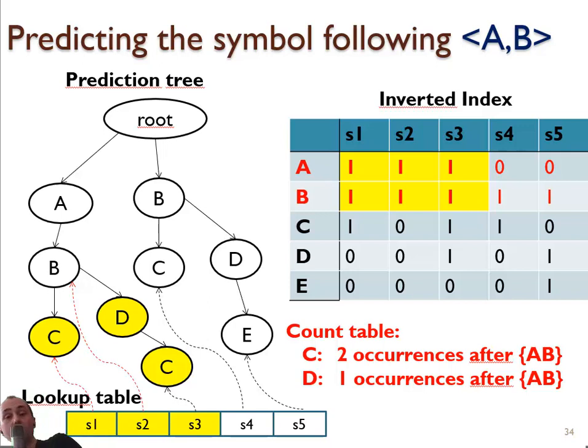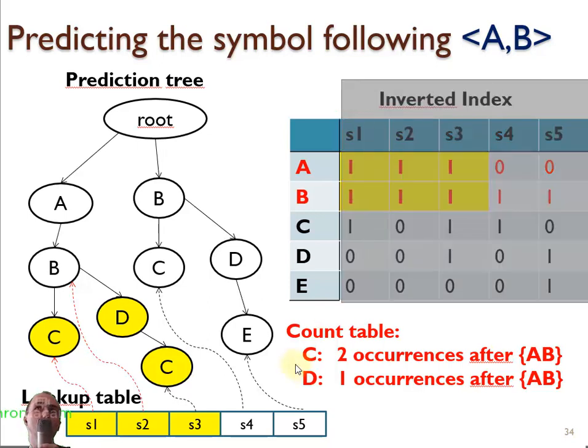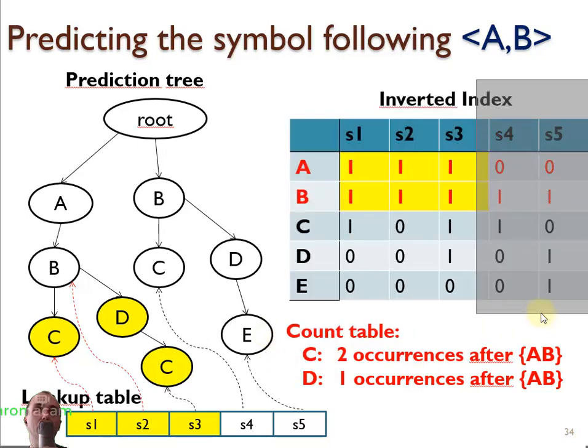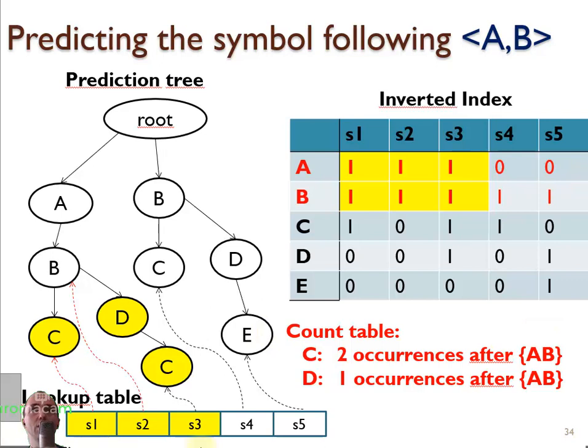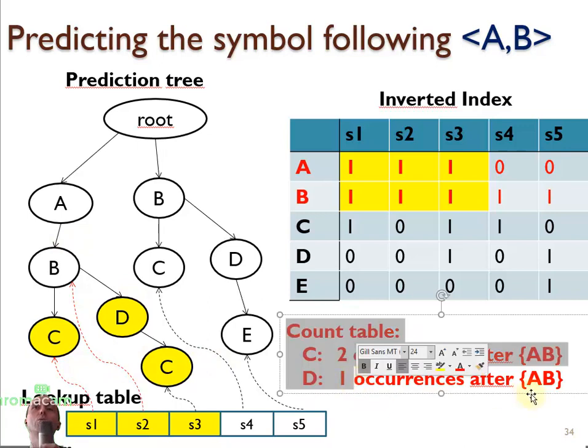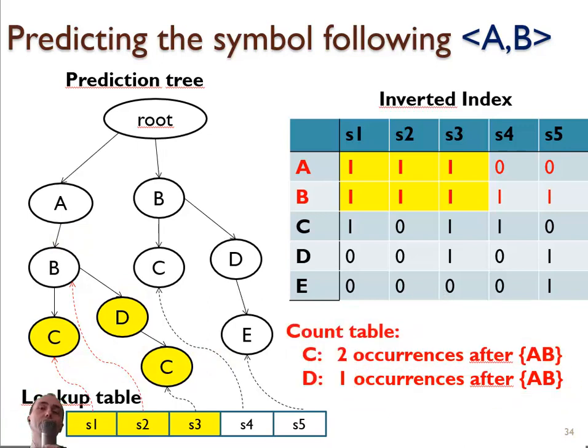So the idea is really simple of this model. The main idea is we don't want to lose any data. So we put all the training data in the prediction tree. And we have the table, the inverted index, to be able to quickly find the sequence that contains some symbols. And we have the lookup table to quickly find this sequence in the tree. And then we count what will appear after, for example, AB, to do the prediction, what will happen next.